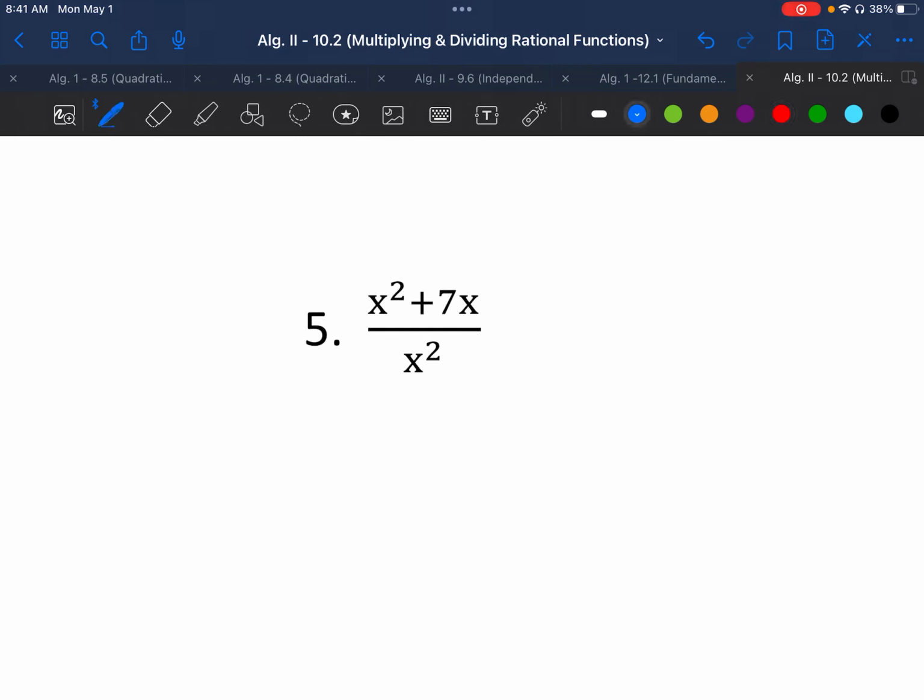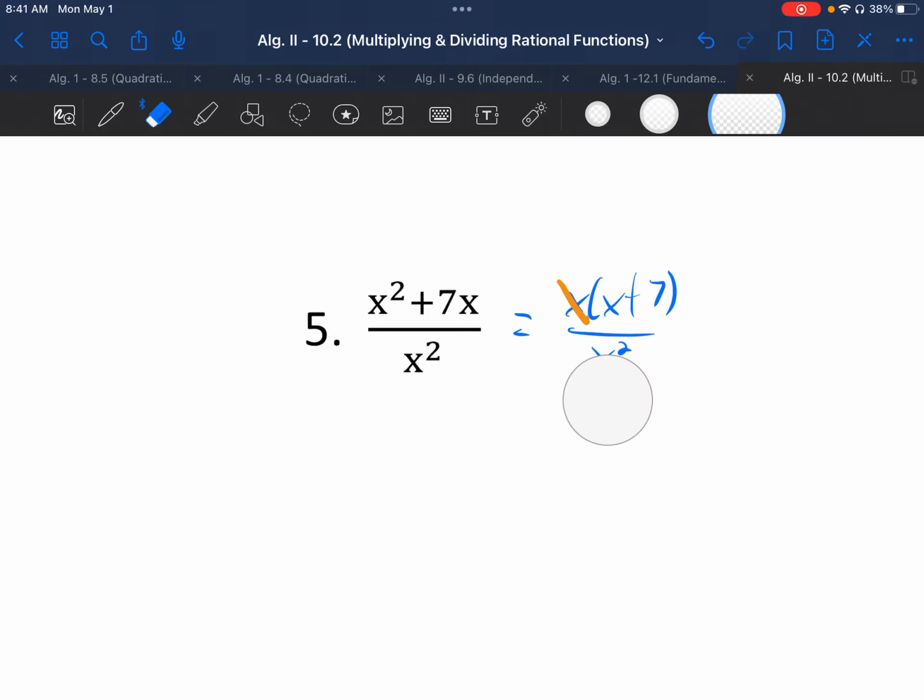5 is not factored, so I'm going to go ahead and take the top and look for a GCF. That's always the first thing we look for. So I have x, and then we have x plus 7. And the bottom is just x squared. So on the top, I have an x multiplying with the parenthesis, and on the bottom I have x squared, which means it's x times x. And some of us might benefit from writing that out. If you're someone who would benefit from writing that out as x times x, reducing one of them and leaving the other, feel free to do that.